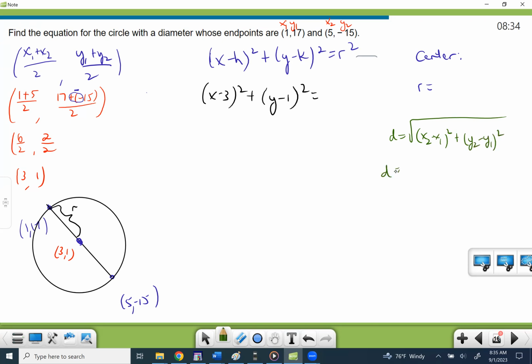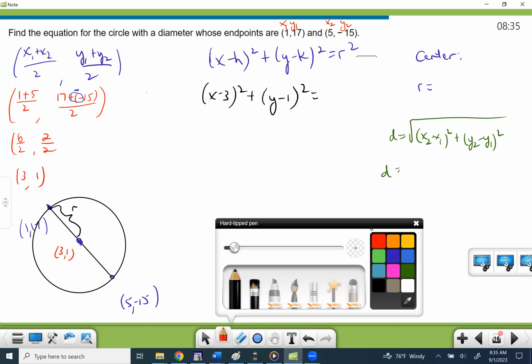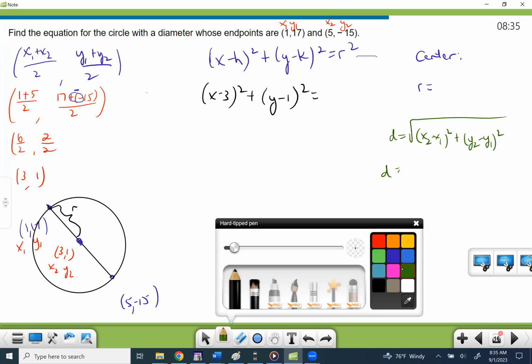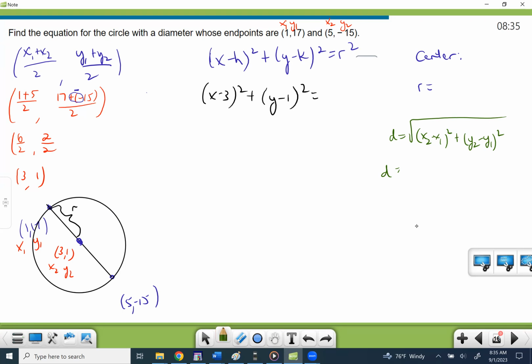So I'm going to go ahead and label them down here x1, y1, x2, y2. And I didn't have to use those 2. I could have used these 2 right here because that's also a radius. I just tried to avoid negatives, so that's why I picked those 2. I was trying to make my life easier. So let's see here. x2 is 3 minus x1, which is 1. y2, which is 1, minus y1, which is 17.